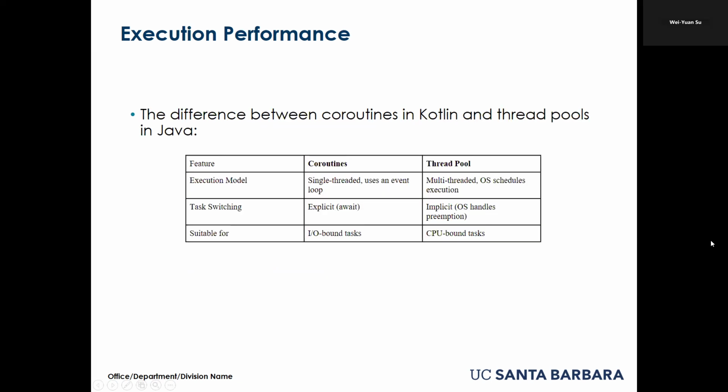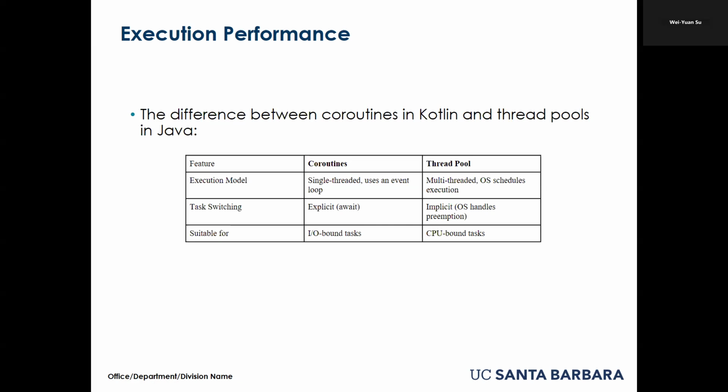As you can see, the difference between coroutines in Kotlin and thread pools in Java is the execution model. Coroutines are single-threaded, so they use an event loop. But thread pools are multi-threaded, which means that the OS schedules the execution.